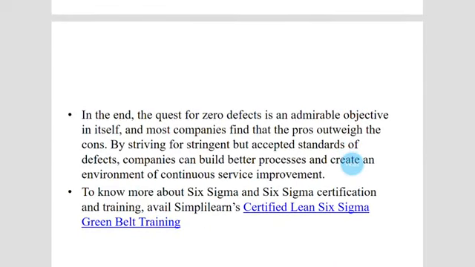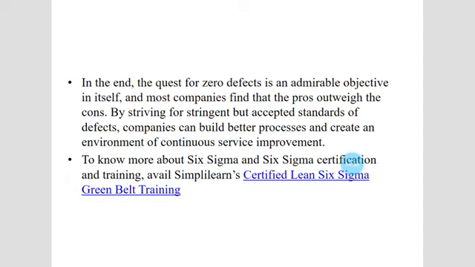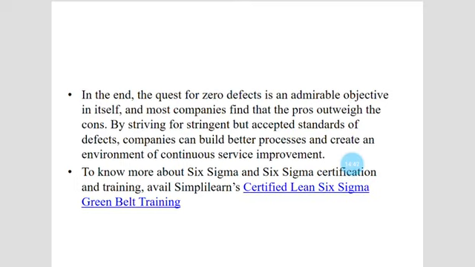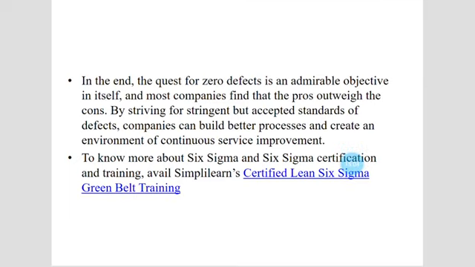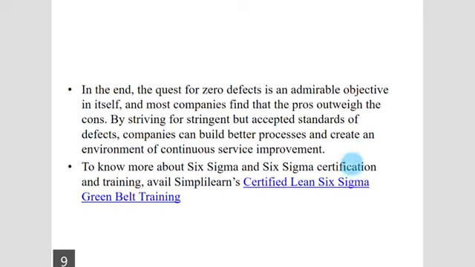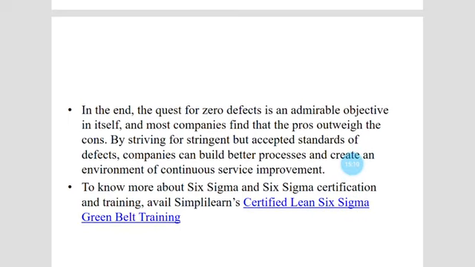In the end, the quest for zero defects is an admirable objective in itself, and most companies find that the pros outweigh the cons. By striving for stringent but accepted standards of defects, companies can build better processes and create an environment of continuous improvement.